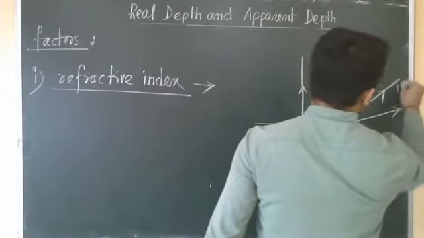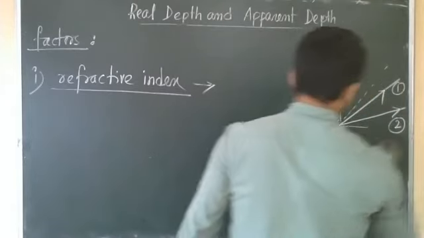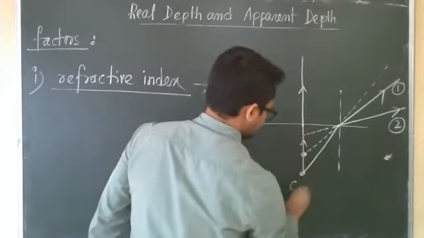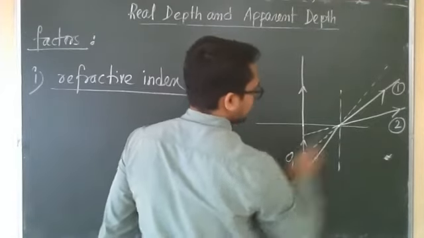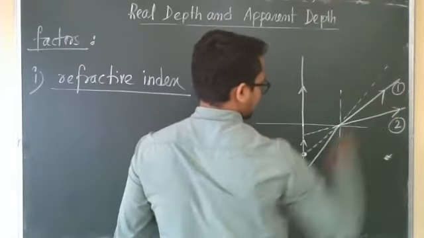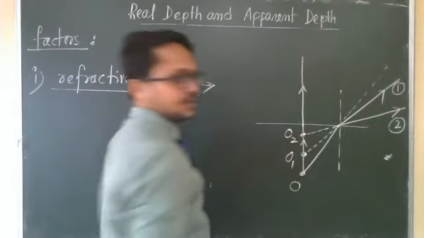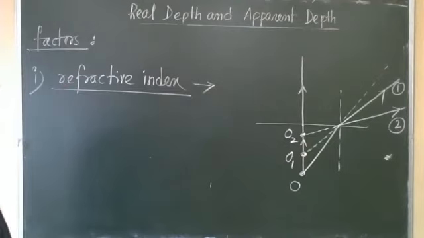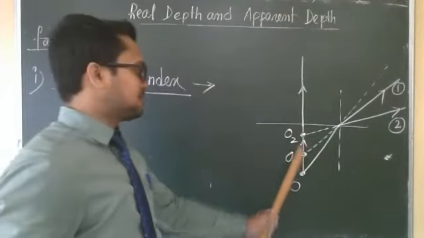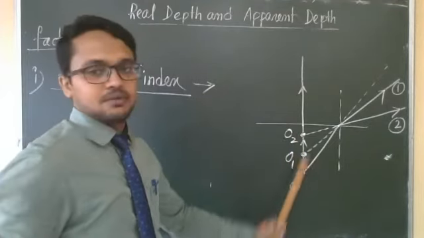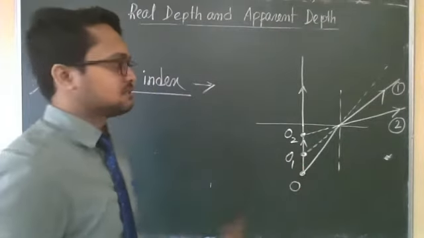This is suppose first case. This is second case. This is the image. This is object. This is the image O1 for first refracted ray, and for second refracted ray, this is the image O2. So for second case, shift is more O2, right? For second case, second refracted ray, shift is more.